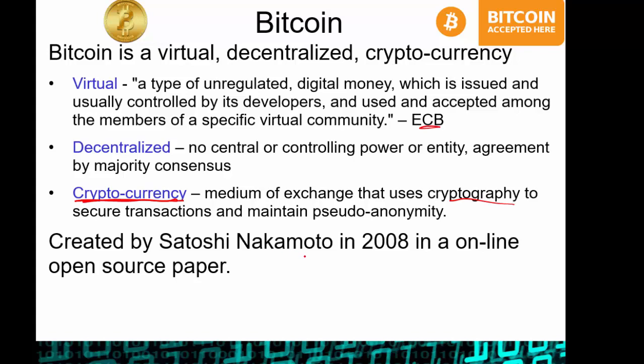It actually was created by a person called Satoshi Nakamoto in 2008. They wrote an online paper for it. No one actually knows who Satoshi is. No one has actually stepped forward and said they were. This was just published on the web. It could be a group of people. It could be a person. No one really knows. It's sort of an interesting feature of Bitcoin.